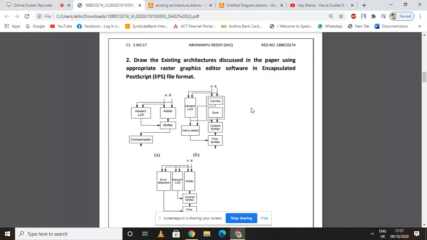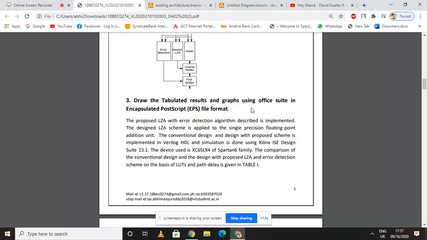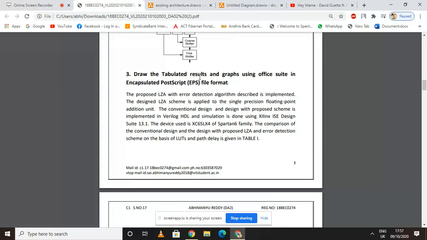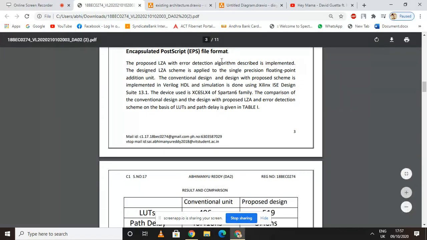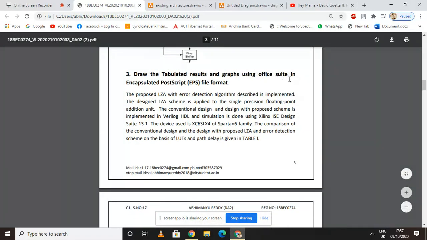Now, getting to the second question, this is the existing architecture that has been edited in the software in Encapsulated PostScript, that is there in the paper. The third question is drawing the tabulated results and graphs using the Office suite in encapsulated file format.